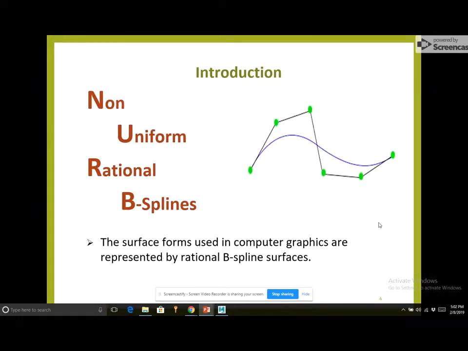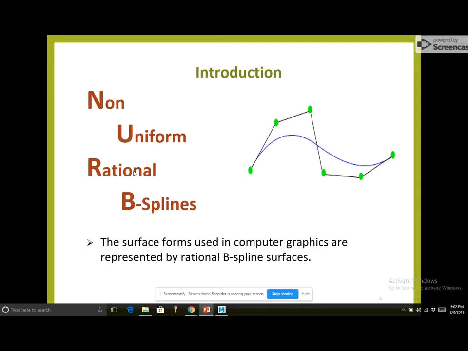NURBS stands for Non-Uniform Rational Basis Splines. Now let us try to understand the meaning of each term in this definition. So non-uniform first. It means the parts of the curve which are affected by individual control points are not necessarily uniformly distributed along the curve. It means they can be non-uniform.